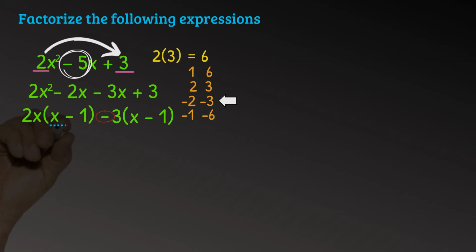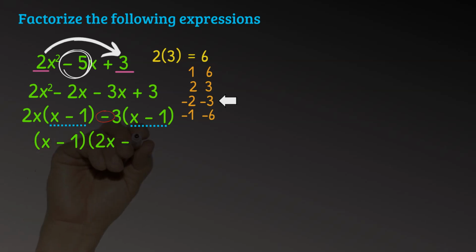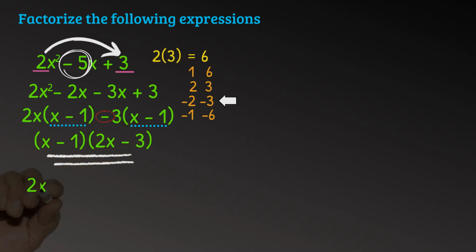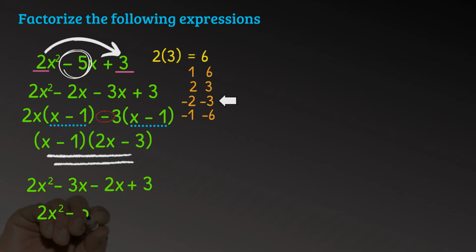Now, as long as this bracket and this bracket are the same, we have the first bracket of our solution, which in this case is x minus 1. And as you can see from the line above, x minus 1 has to be multiplied by 2x, and it also has to be multiplied by minus 3. So our second bracket is going to be 2x minus 3. And as before, if you want to double check your answer, you can multiply these brackets out and make sure you get the same as the original expression, which we do, so that's correct.